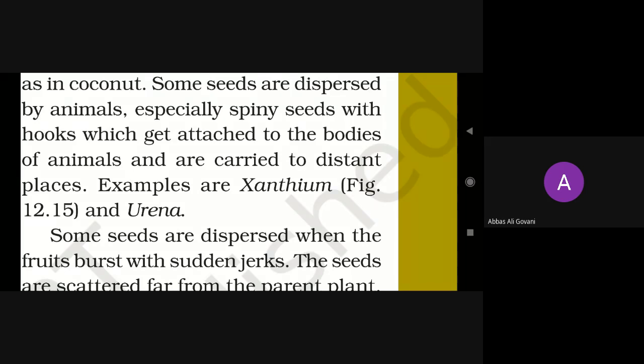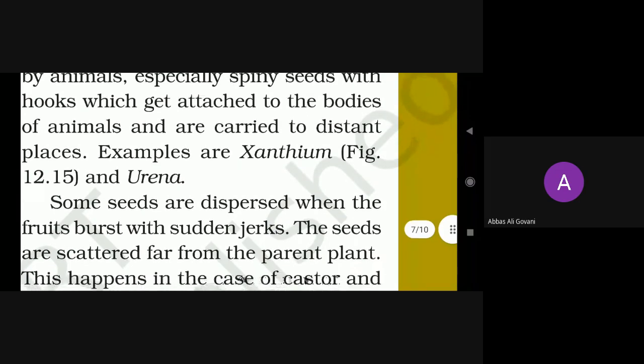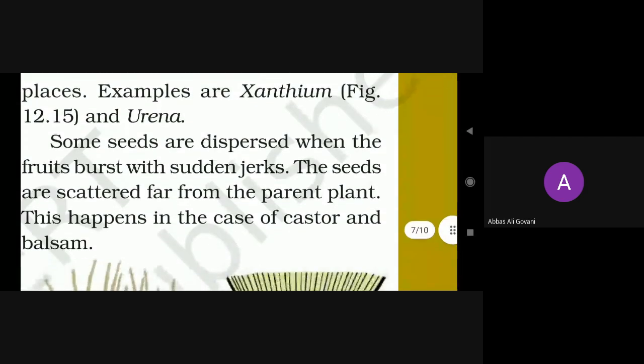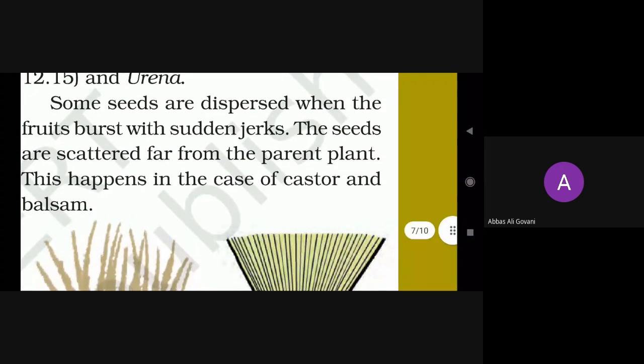Some seeds are dispersed by animals, specially seeds with hooks which get attached to the bodies of animals and are carried to distant places. Examples are Xanthium and Urena.